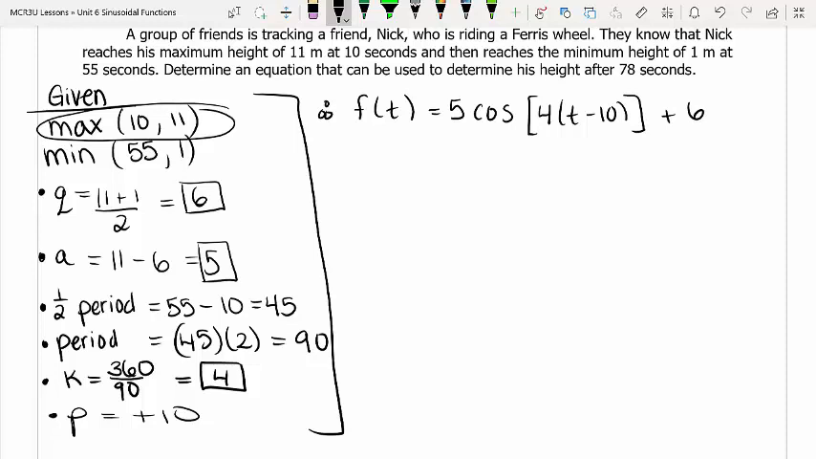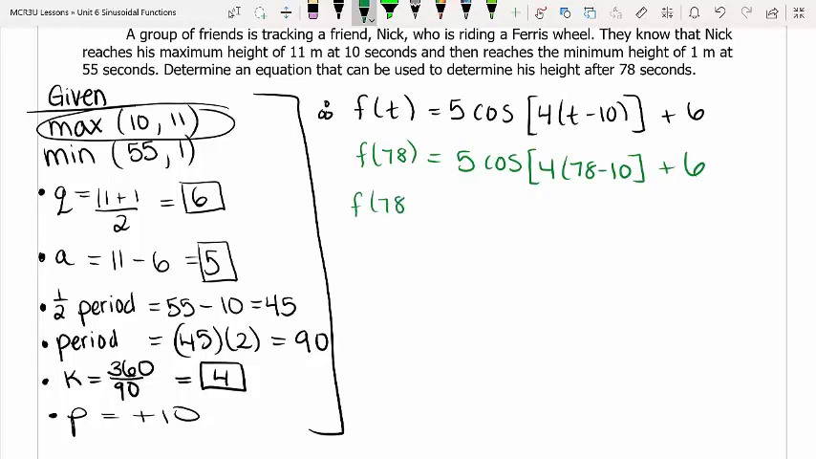Okay, now we can use this equation to figure out what the height is after 78 seconds. So f at 78 is equal to, just plug in 78 for t, and now let's solve this. So therefore, Nick will be 6.17 meters high after 78 seconds.